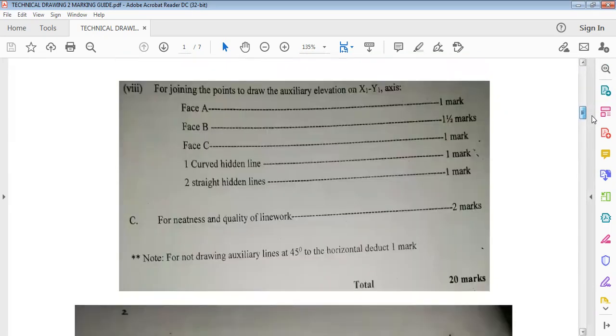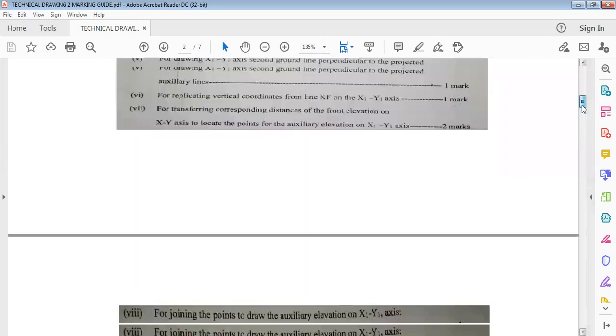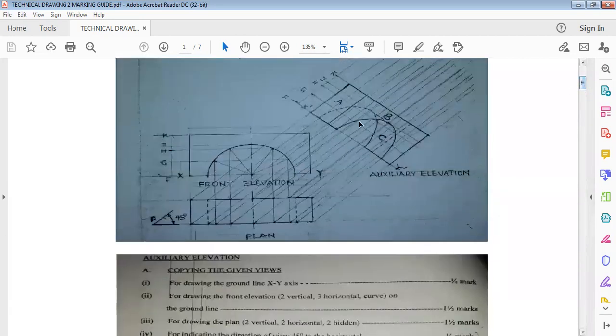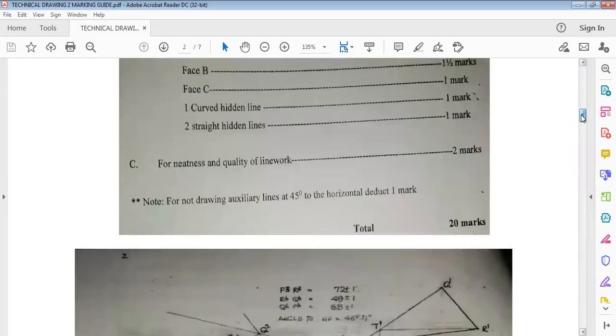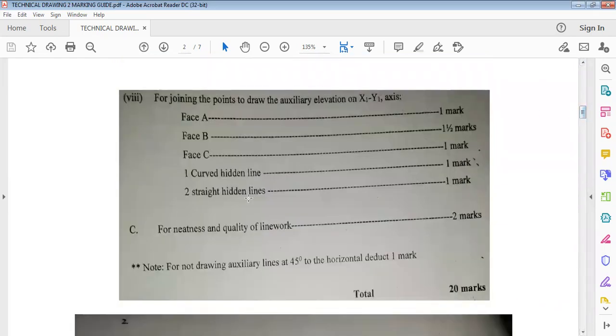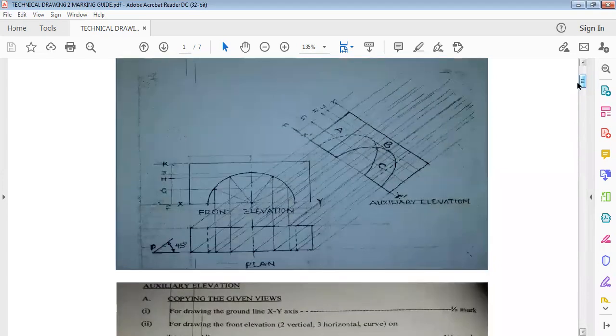And then, okay, curve 1 hidden line. So we have this curve 1 hidden line. We have 1 mark for that, and 2 straight hidden lines. You have 1 mark for that. That is what we have. The 2 straight hidden lines are this line here. So we have 1 mark for that.